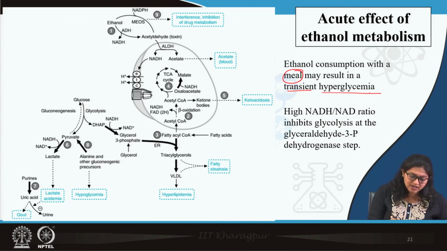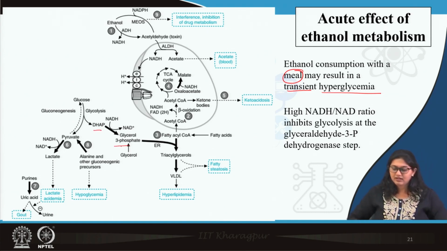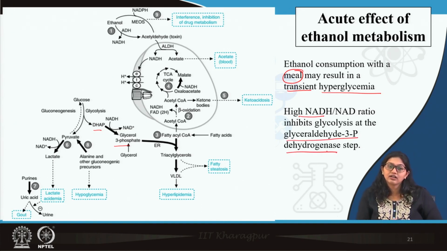Again, if you remember this step, high NADH is actually inhibiting glyceraldehyde 3-phosphate dehydrogenase. So, even if glyceraldehyde 3-phosphate is formed, the glyceraldehyde 3-phosphate dehydrogenase enzyme is not able to act. So the TCA cycle is hampered. So basically glucose is not getting utilized. So there is transient hyperglycemia in those persons who are taking a meal with alcohol. But that, once again, is a transient condition. Remember, this is a transient condition.